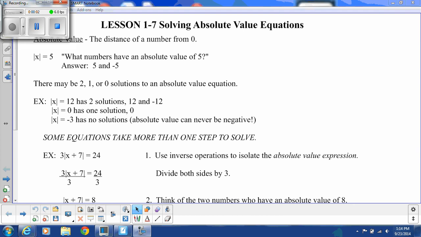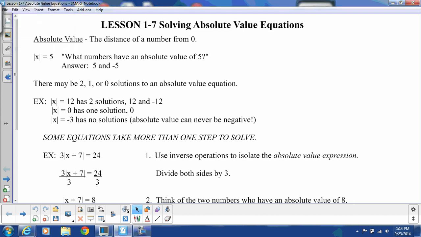Hello, eighth grade. In today's lesson, we will be solving absolute value equations. To begin, let's think about the definition of absolute value. The absolute value of a number is its distance from zero on the number line.